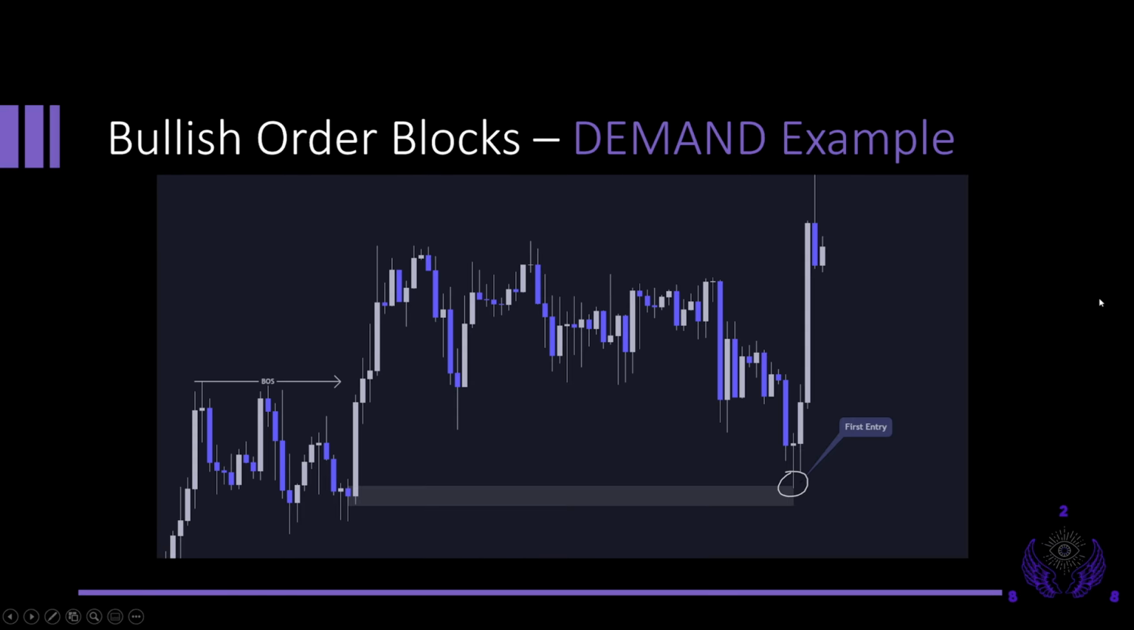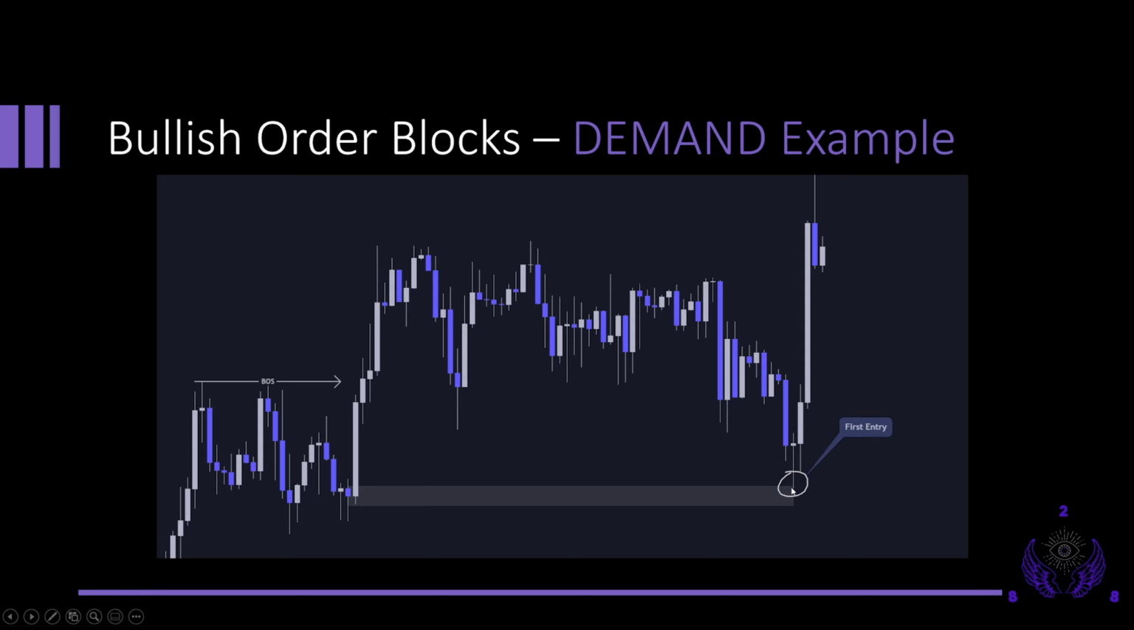So this is a bullish order block example. Look, now we have broken structure. We have a break of structure right here, and look, when we had this last selling candle, institutions entered the market. Look at this volume, buy. So we broke this structure and we had this huge move, and what happened? Price tapped this demand zone and boom. So this is our first entry.